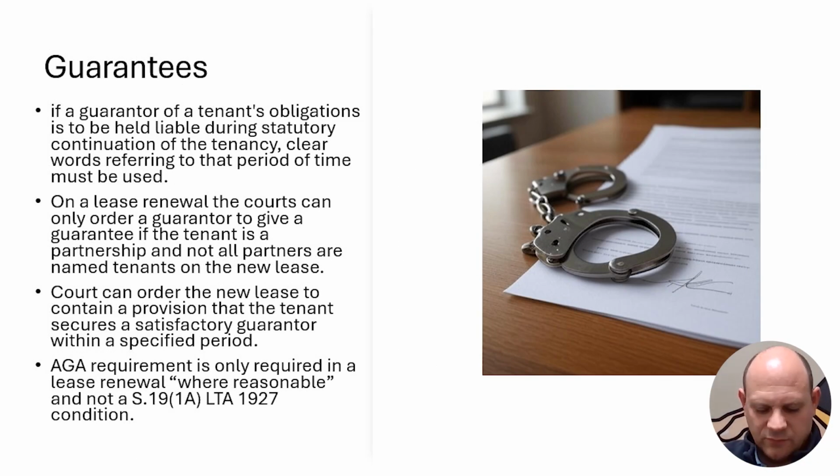I now turn to a series of questions. What happens to the guarantees given and the requirement for an AGA on a lease renewal? Many landlords require tenants to provide a guarantor before granting them a lease of commercial premises in the first instance, and the majority of those same leases also require the tenant to enter into an authorised guarantee agreement, an AGA, with the landlord as a condition of the assignment of the lease to a new tenant pursuant to section 19(1A) of the Landlord and Tenant Act 1927. So, question: what happens to the guarantees given in the original lease and the requirement to give an AGA on a lease renewal?